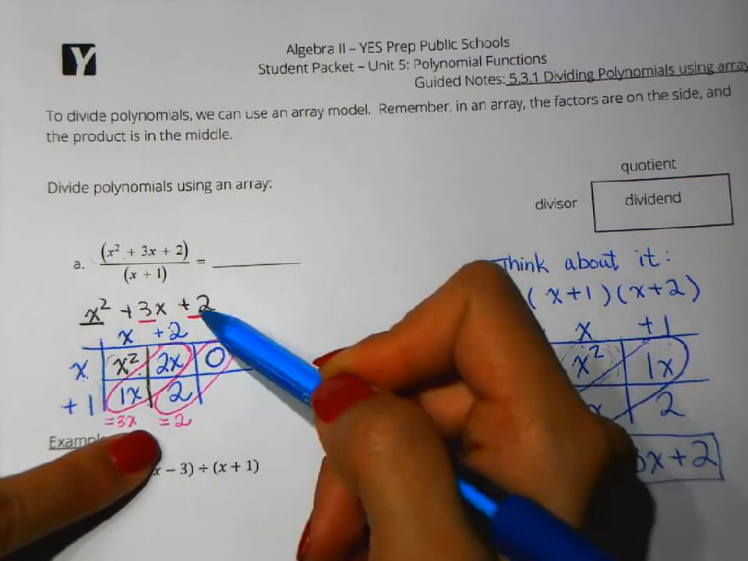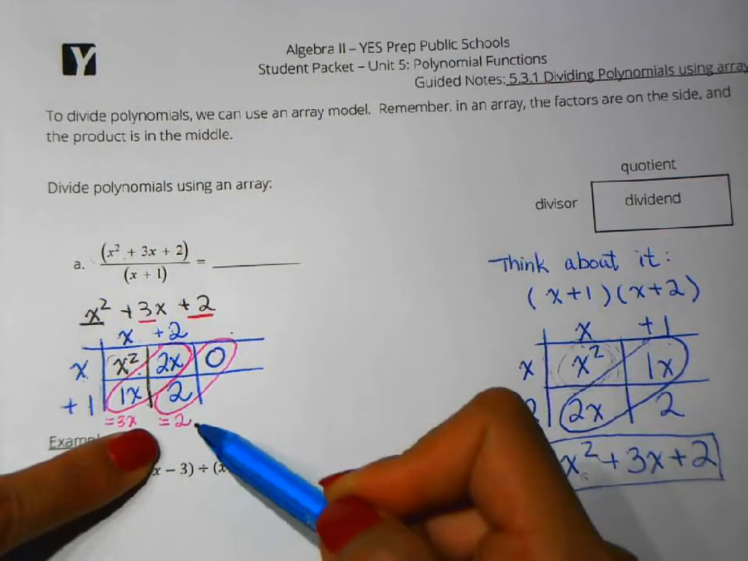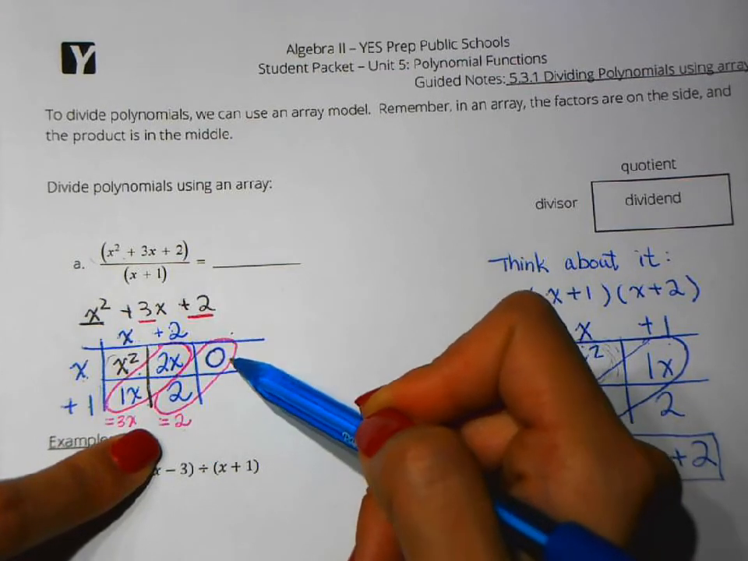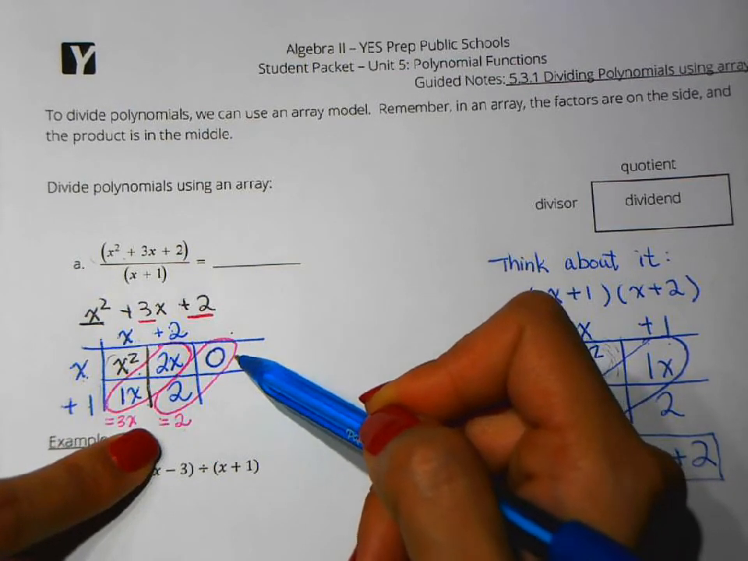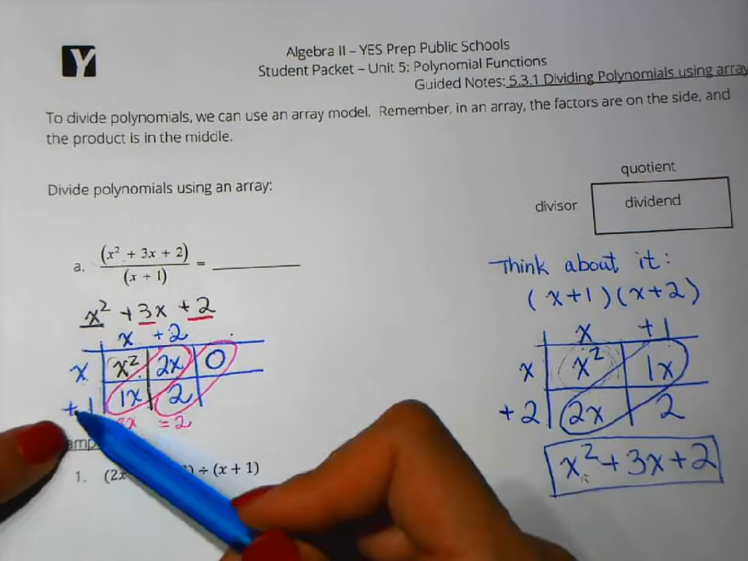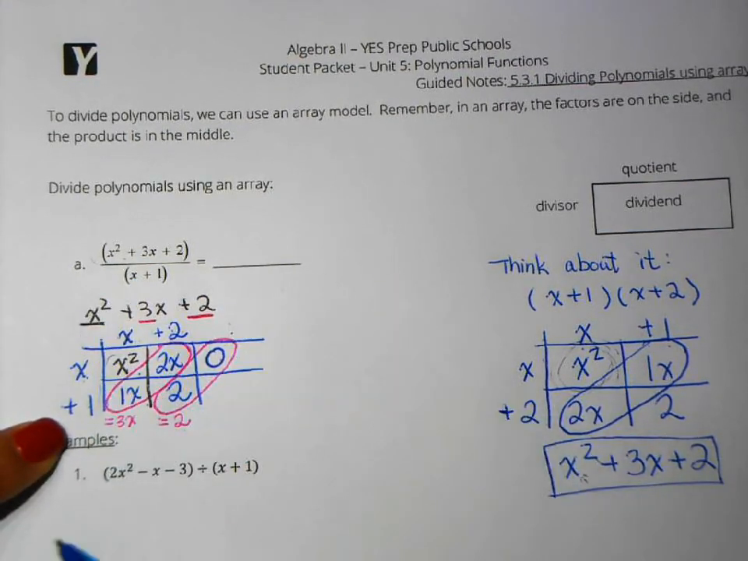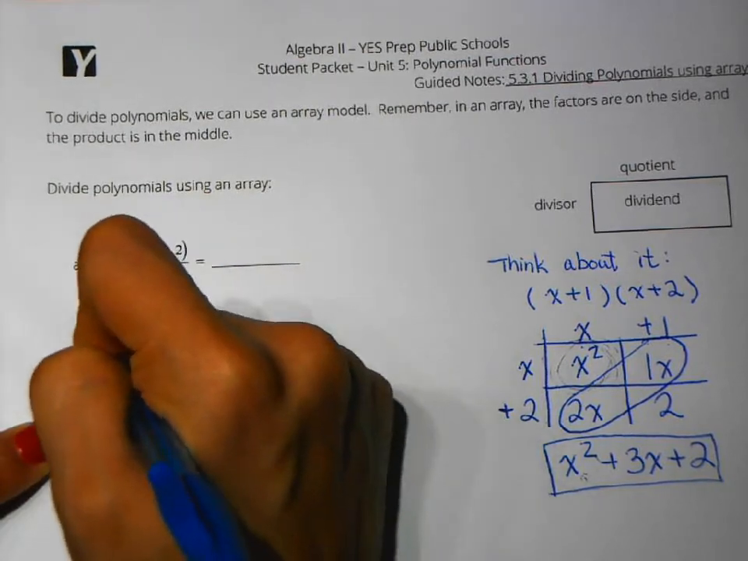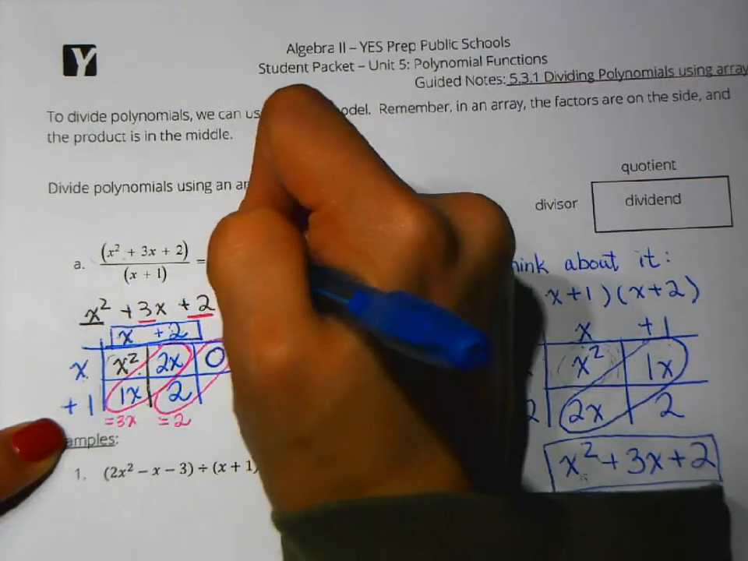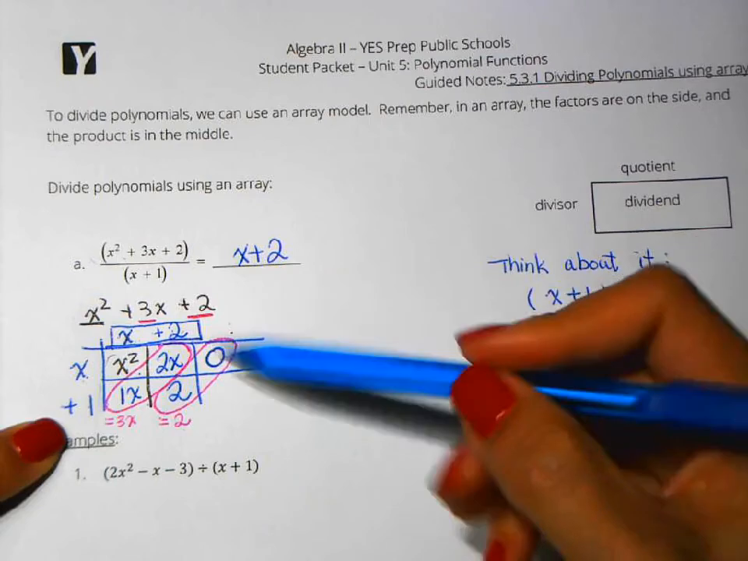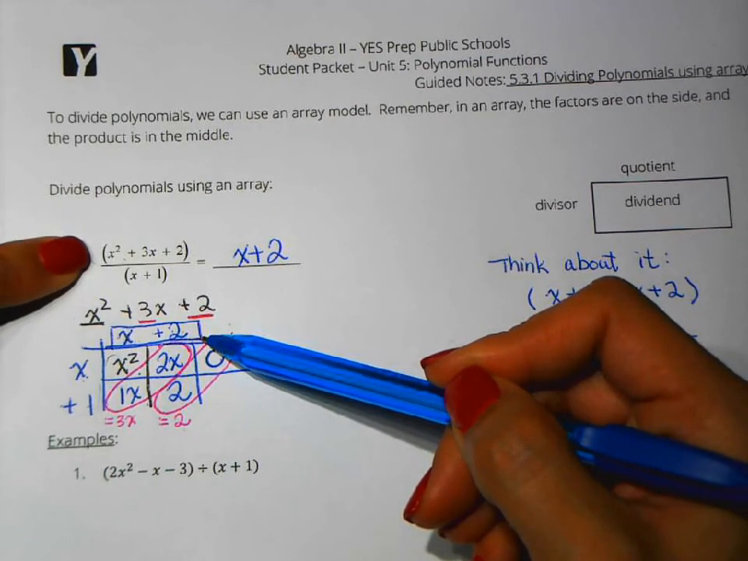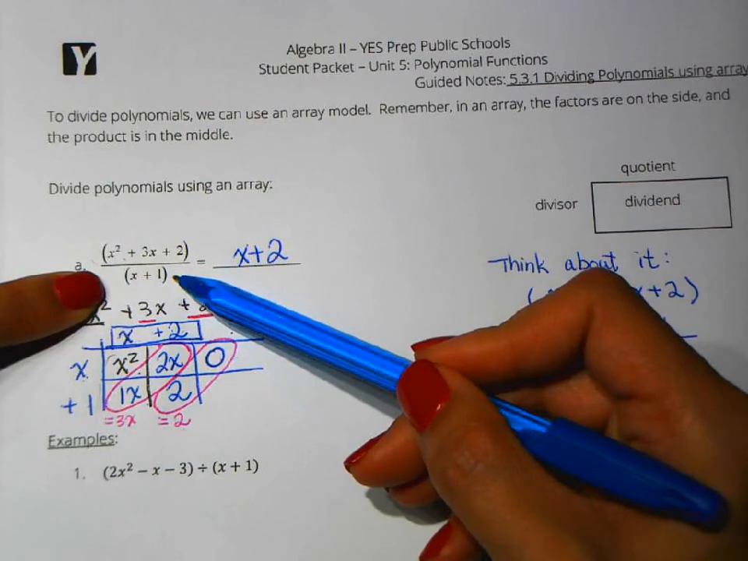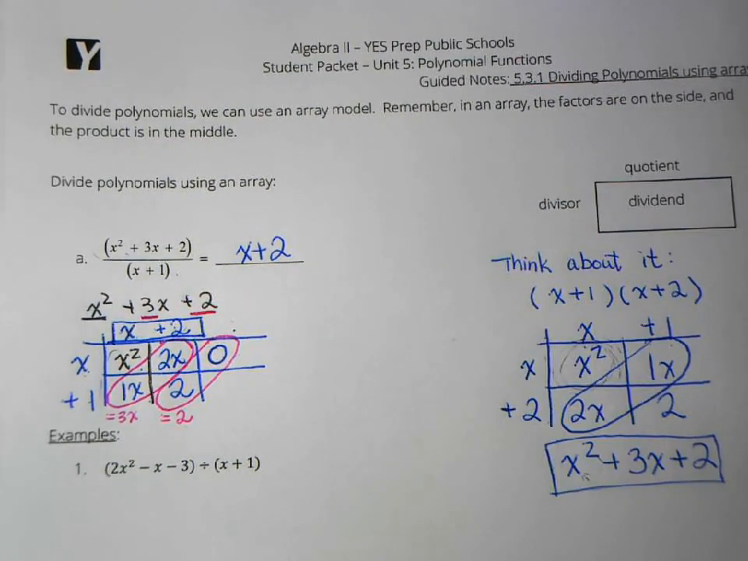Now, I have already found the last term right here. That means this number is your remainder. In this case, there is no remainder. That means these are perfectly factored. My other factor, my quotient, is x plus 2. So that's how I can figure out what x squared plus 3x plus 2 divided by x plus 1 is. The answer: x plus 2.